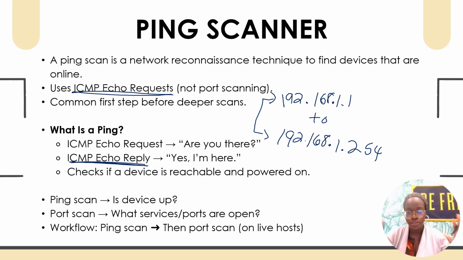So here's how the scan works. It's going to send a ping to every IP in the range. It's going to wait to see which ones reply, and then it's going to mark the ones that reply as alive or maybe up, and ignore the ones that don't reply. So you're going to get back a list of IP addresses that responded.